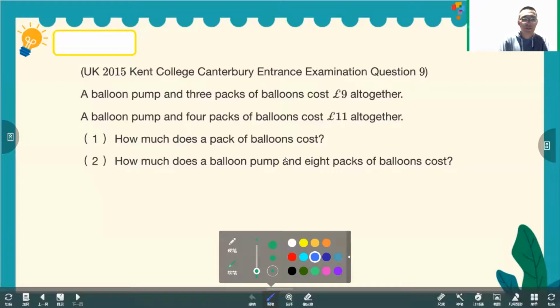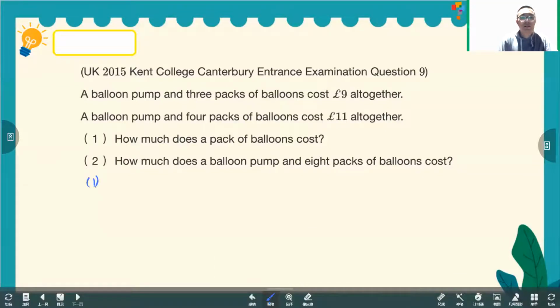I'll just quickly go through it then. So first question, we have 2 sentences here, 2 conditions. We can use them to set up 2 equations for simultaneous equations. So a balloon pump, I will use capital letter P to represent that. So 1 balloon pump and 3 packs of balloons, plus 3B, they cost £9 altogether. That's the first equation. And then the second equation is 1 balloon pump, 1P, plus 4 packs of balloons, so 4B, is £11 altogether, so 11.